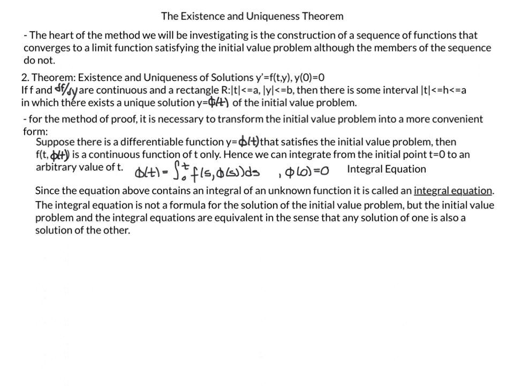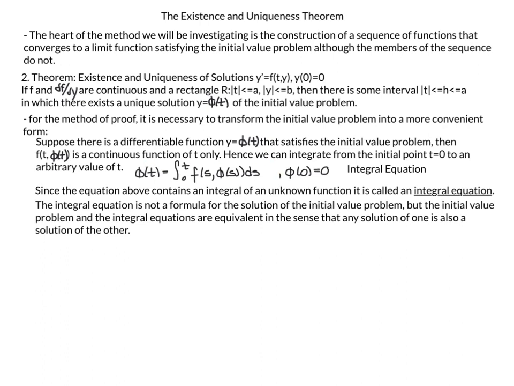So suppose we have a differentiable function y is equal to phi of t that satisfies the initial value problem. In other words, phi of t is a solution to our differential equation. Then f of t, y, and in this case we replace y with phi of t, is a continuous function of t only, since phi is only a function of t. Hence we can integrate from the initial point t equals 0 to an arbitrary value of t, and phi of t will be the integral of, plugging in our derivative function, f of s, phi of s ds. And phi of 0 is equal to 0.